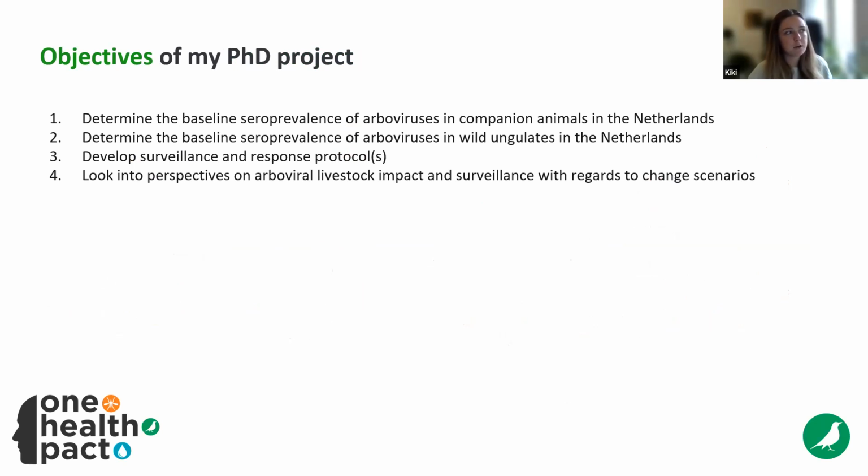So to go to my PhD project, the main objectives were to determine a baseline seroprevalence. Seroprevalence means the number or percentage of animals that have antibodies in their blood against arboviruses in the Netherlands. I'm looking at companion animals such as horses and dogs, but also at wild boar. Then to develop surveillance and response protocols to try to track these viruses in the country, and to look at perspectives in arboviral livestock impact, as I just explained with, for example, Japanese encephalitis, but also with Rift Valley fever, with regard to the change scenarios that I explained in the beginning.